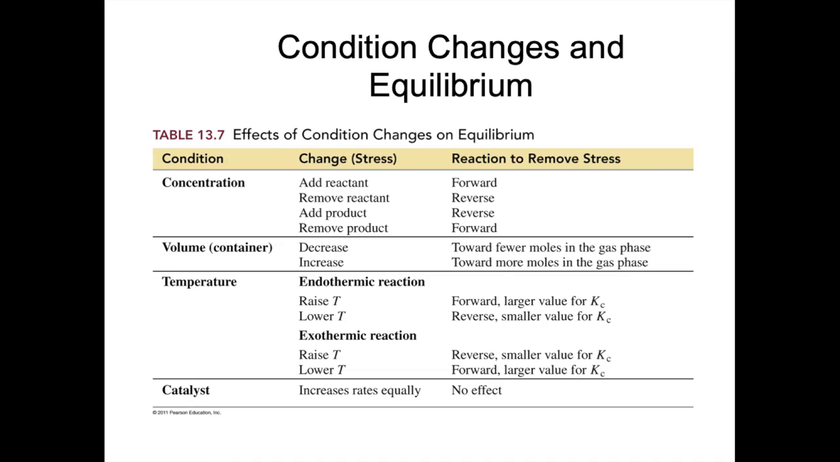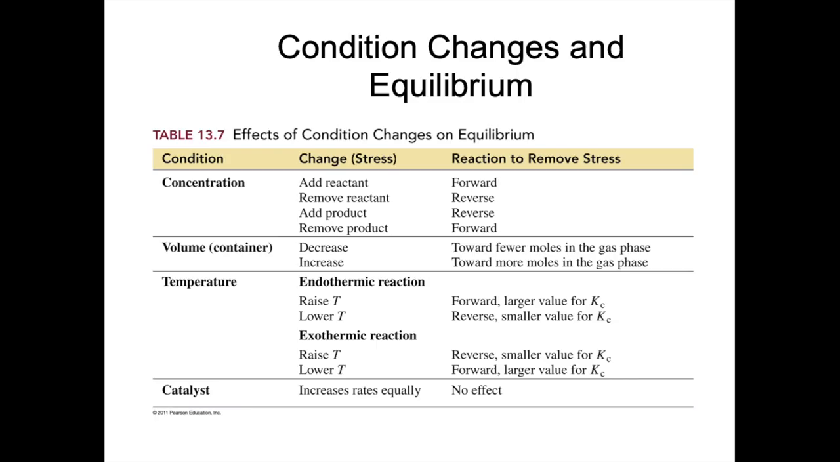If you remove a chemical, the system will shift to the side that adds it, right? If you decrease a volume, the system will shift to the side that takes up less volume. If you increase the volume, the system will shift to the side that takes up more volume, right? Everything that Le Chatelier's principle does is in response to whatever change you put on the system.